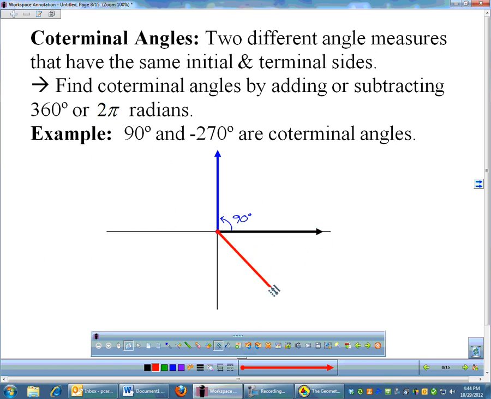So I go backwards 90, and then I go 90 more, that's 180. And then if I go 90 more, that's 270. So if I go backwards 270 degrees, you will see that I end up in the exact same place as if I go forward 90 degrees. So those are considered coterminal angles because you end up, in both cases, pointing straight up. You end up with the same terminal side.